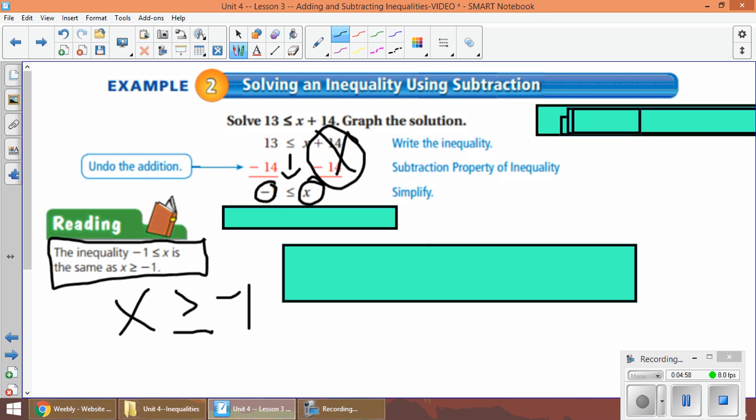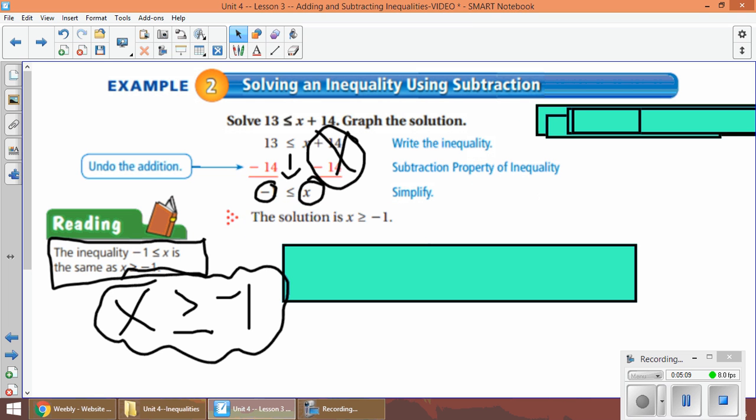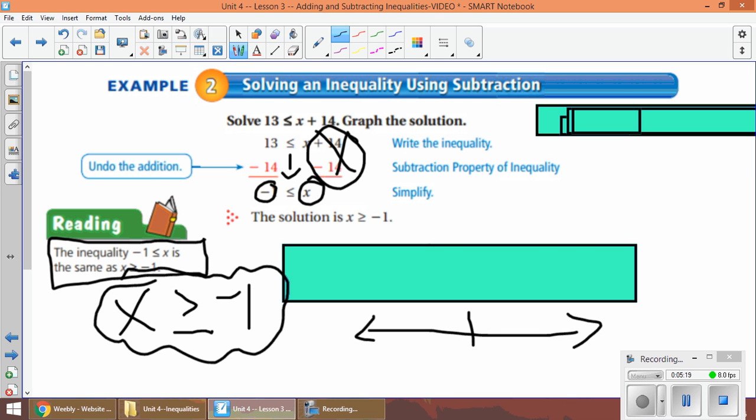Okay, and if you also read this note here, -1 less than or equal to x is the same as what I just wrote here. x is greater than or equal to -1. Okay? So therefore, the solution is x is greater than or equal to -1. Please graph your solution. So draw yourself a number line. Here's -1. Left of that is -2. Right of this is 0. All right, since the sign is greater than or equal to, I'm going to use a closed circle.